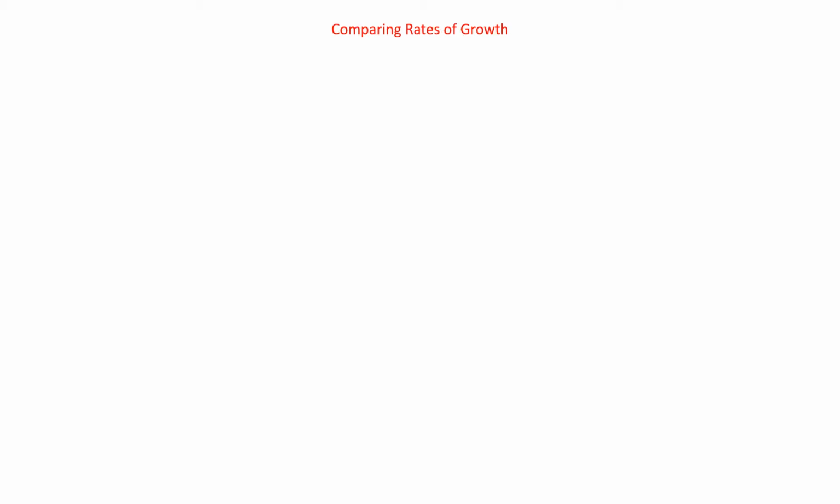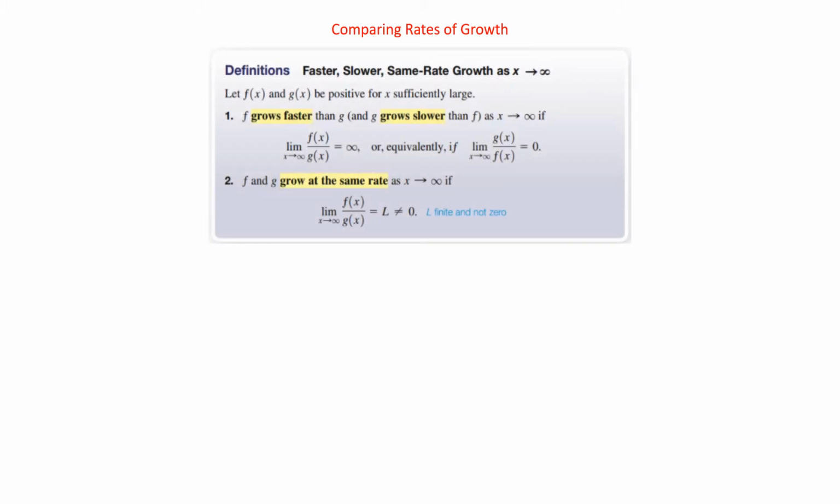So, first of all, comparing rates of growth. What do we do to compare rates of growth? Well, we're going to divide the two functions, and then we're going to take the limit as x goes to infinity and see what we get. If f of x grows faster than g of x, then when we take the limit as x goes to infinity of f of x over g of x, we will get infinity because the top one is growing faster, right? So it's going to just keep getting bigger and bigger and bigger.